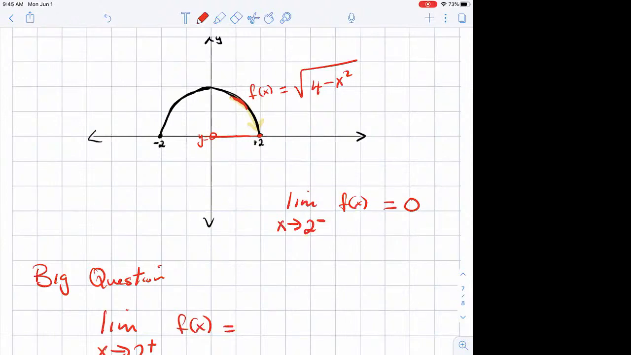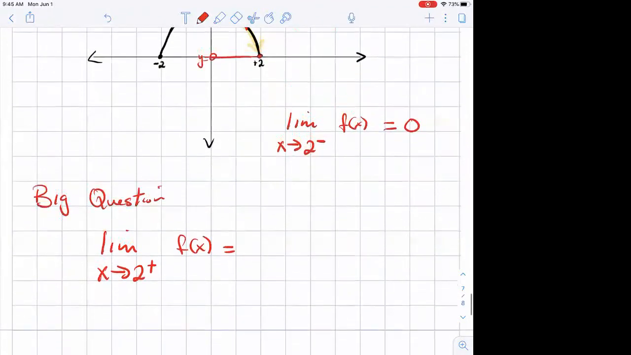What do you think? 0. Excuse me? I think it's 0. 0. Who is speaking? Raven. Raven. So here's the question. This means, okay, what does this here mean in English?